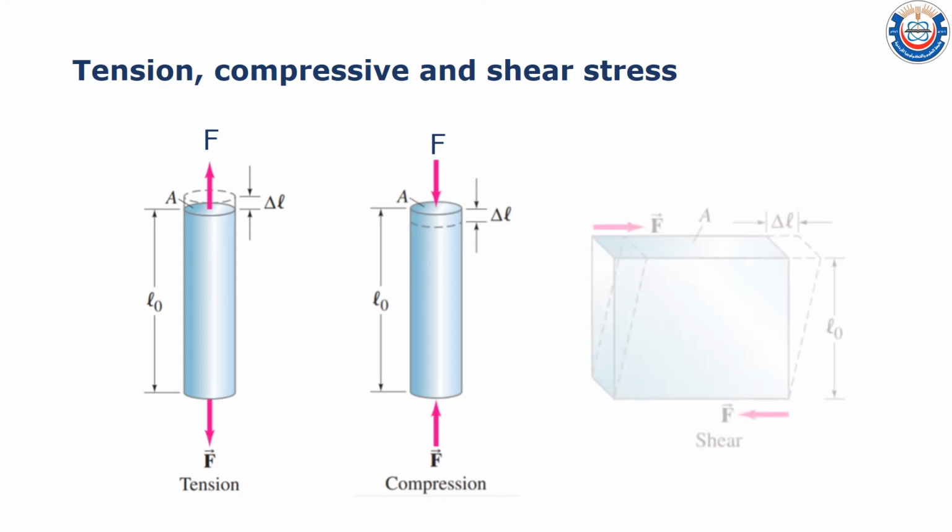In the third case, as you can see here, if these forces are opposite and equal but also parallel to each other, we call this a shear stress. The shear stress will not change the volume of the object, but will deform the shape of the object by an amount of delta L. This is dependent on the acting force.